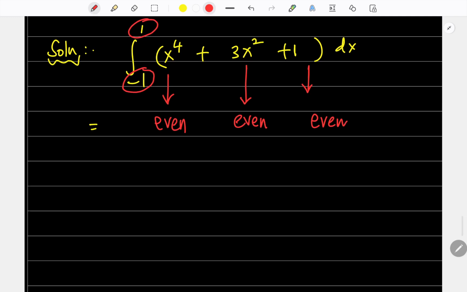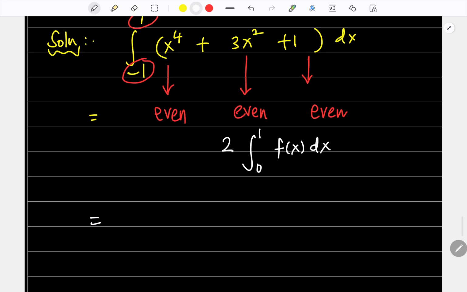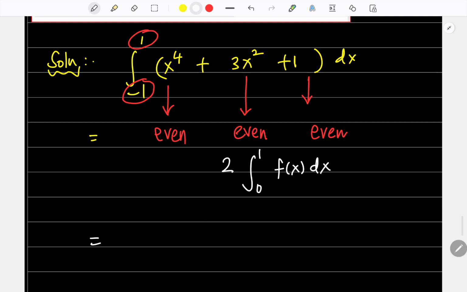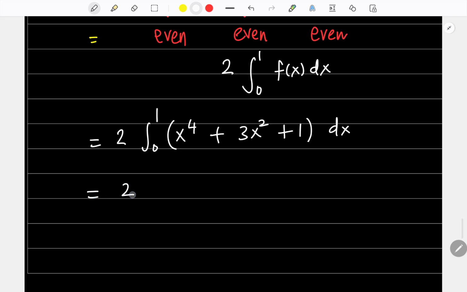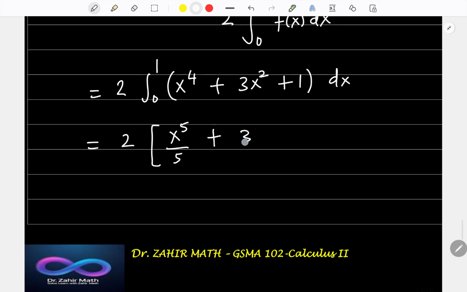So when it is an even function, what is the property? You can write twice times the integral from 0 to 1 of f of x dx. Now we are going to integrate. So we write twice times the integral from 0 to 1 of x power 4 plus 3x square plus 1. Everything is the same, so I make it a bracket. This equals twice, bracket open, x power 5 divided by 5 plus 3x power 3 divided by 3 plus x, and the limits are 0 to 1.